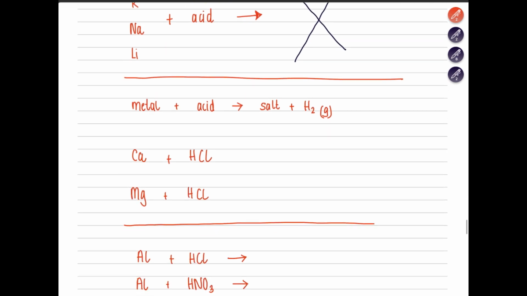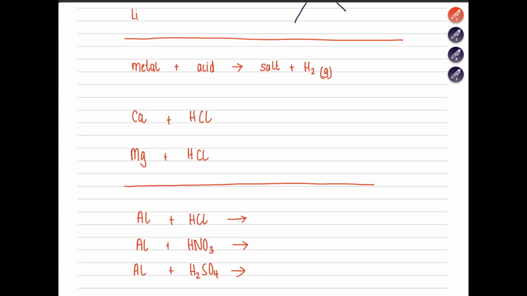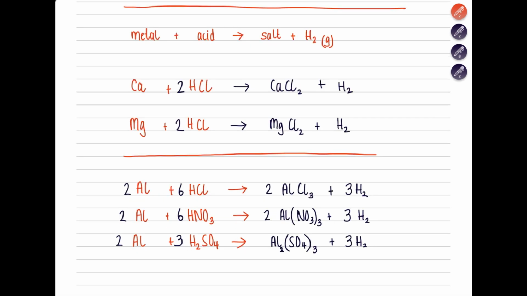Now, what about other materials? What happens when a metal is reacted with acid? We get salt plus hydrogen gas. Please try to react calcium and magnesium with hydrochloric acid. Also try to react aluminum with different types of acid. So these are the balanced equations.